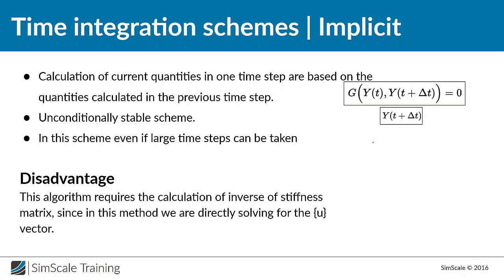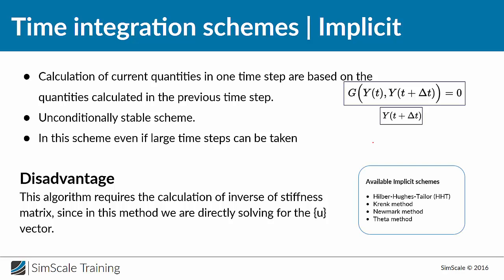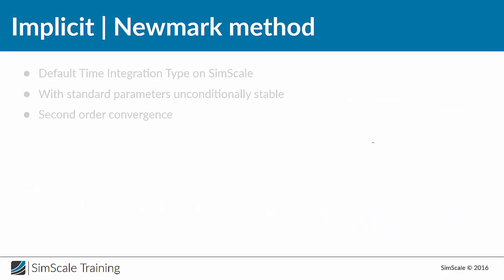But a very big disadvantage of these implicit integration schemes is that they require the calculation of the inverse of the stiffness matrix, since these methods are directly used for solving the displacement vector. And we have four different schemes available. I would suggest to start with Hilber-Hughes-Taylor, and if you run into numerical problems, you can also try the other ones, especially the Crank-Nicolson and Newmark methods.